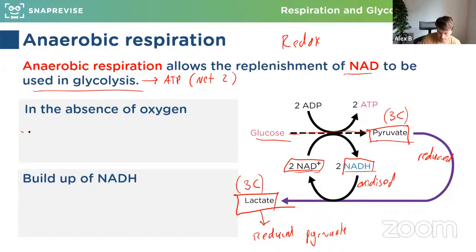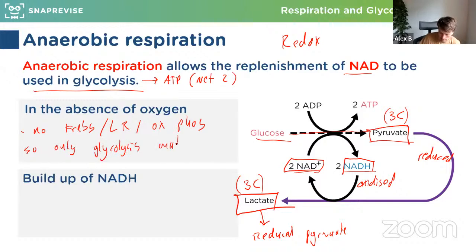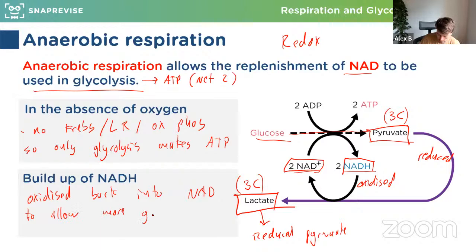So we're looking at some more notes. In the absence of oxygen, no Krebs or link reaction or oxphos. So only glycolysis makes ATP. So we need glycolysis to keep going. NADH is oxidized back into NAD to allow more glycolysis to occur.